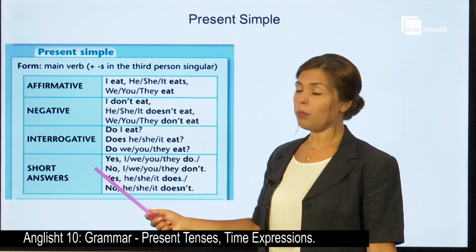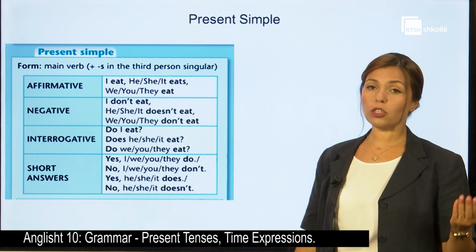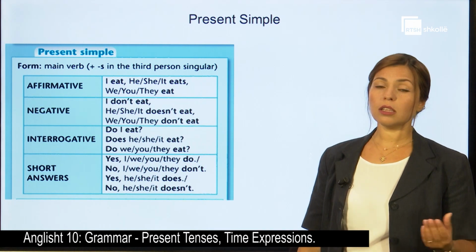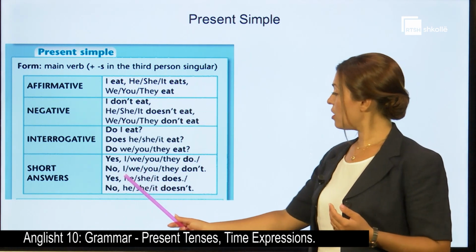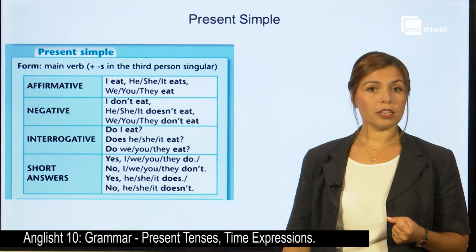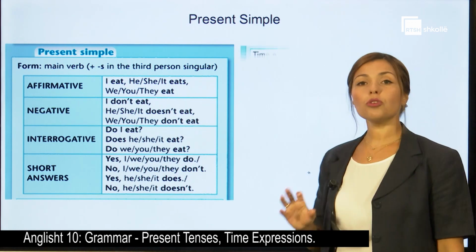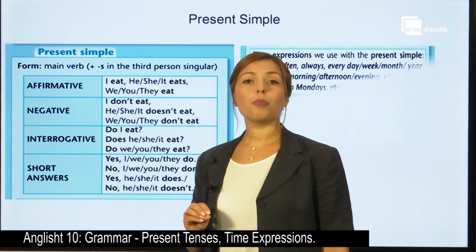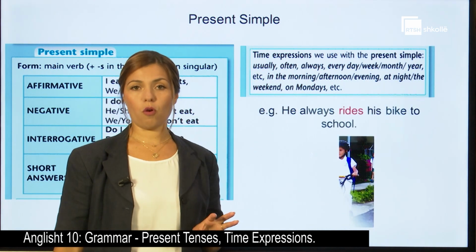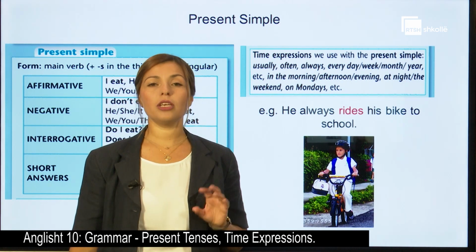If I want to answer a short question, do you eat, for example? Yes, I do. So if I use do in the question, I answer with do. If I use does he eat? I answer with does. Yes, he does. Or if it's negative, no, he doesn't. So what we're going to keep in mind about the present simple is that we have a very simple form and we put an S in the third person, in he, she, and it.